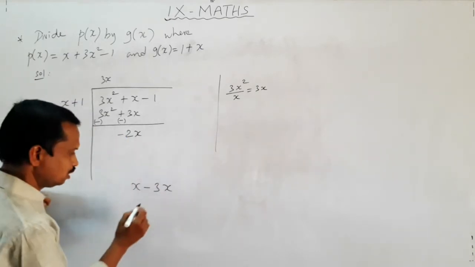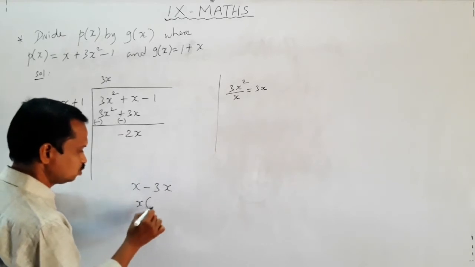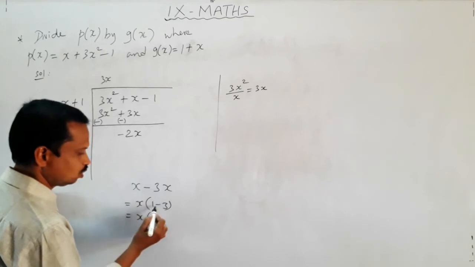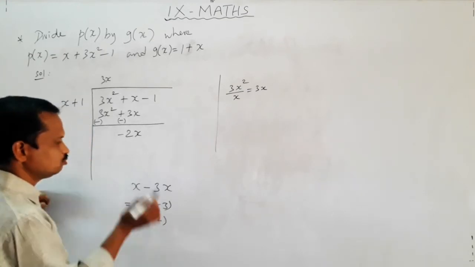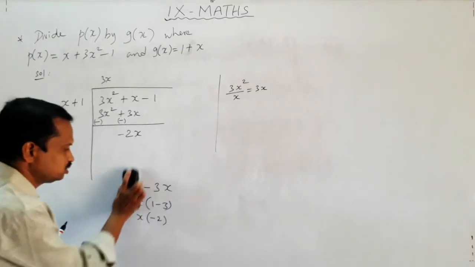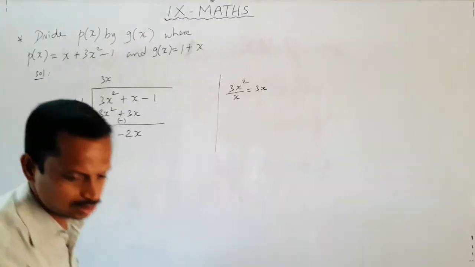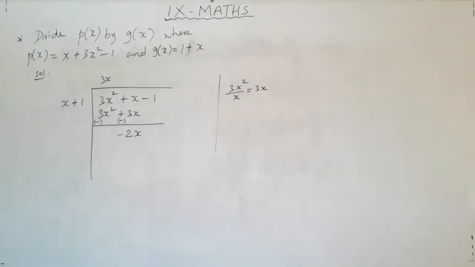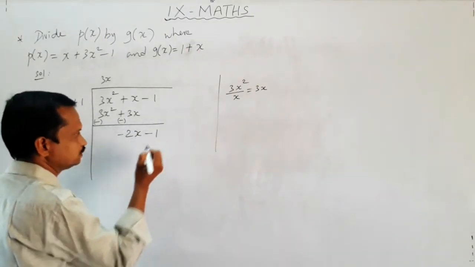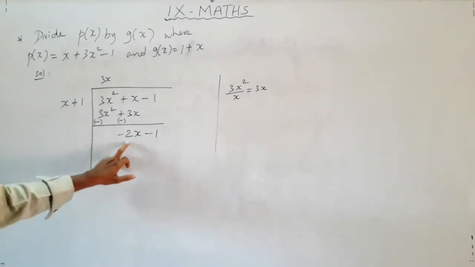You see here, x minus 3x. This is minus. So x is common, so 1 minus 3, clear? So x into 1 minus 3 is minus 2. So it becomes minus 2x. We cannot do it like this every time. We have to understand the numerical as it is, and the term is x. So directly we can put minus 2x. And this is minus 1. So now this is minus 2x minus 1.